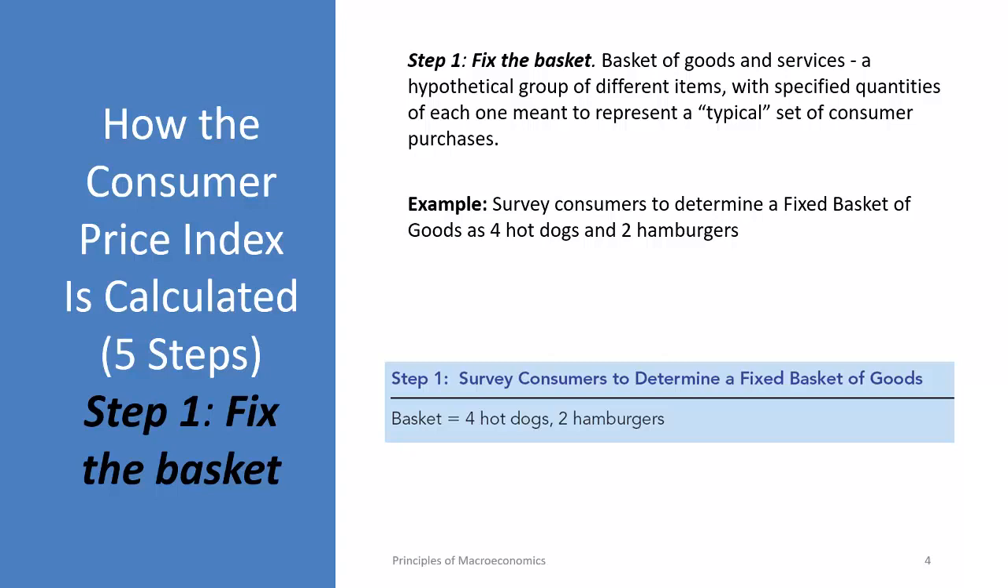Obviously, as a consumer, we eat way more different commodities, but I'm trying to simplify our exercise here by assuming that a typical person in a country consumes, say, 4 hot dogs and just 2 hamburgers.